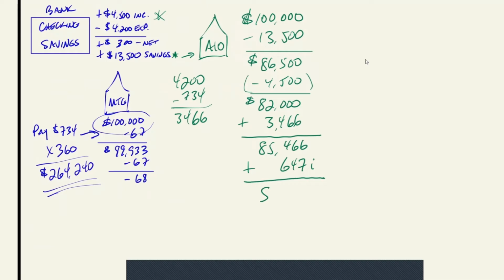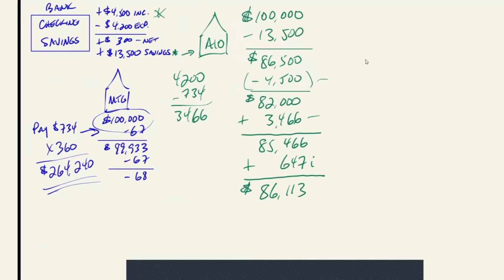So now your balance is back up to $86,113. All your cash flow is the same. Your income came in, your expenses went out. Instead of making that $734, it's $647, and we're reducing principal. Now we take this up. Let's go and we'll look at this for 2 more months.